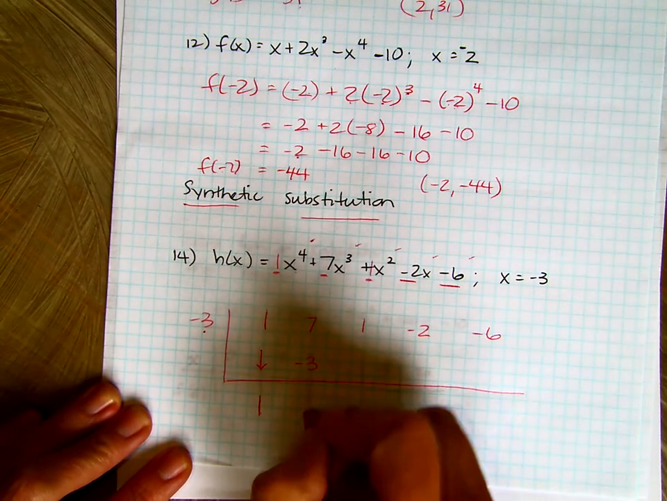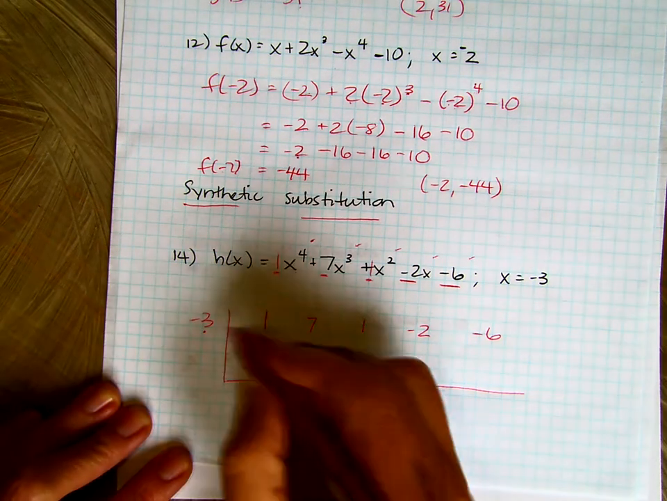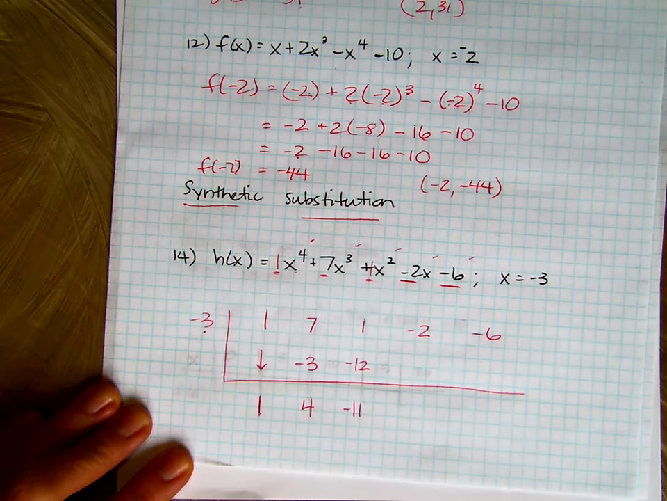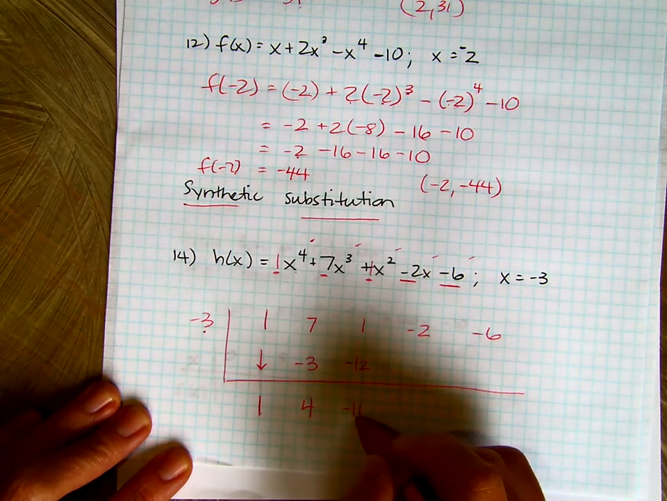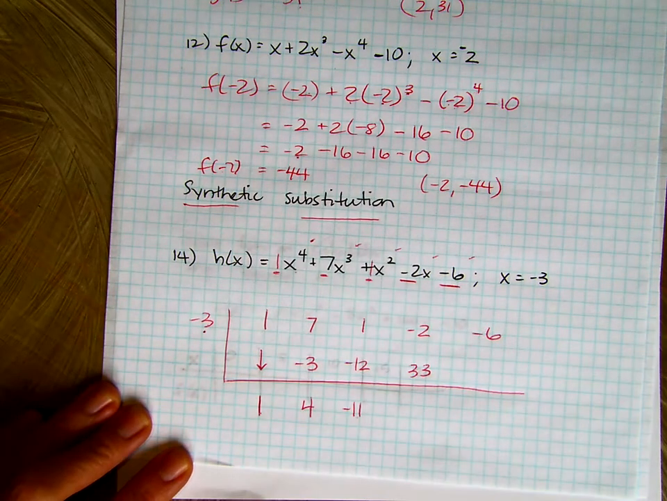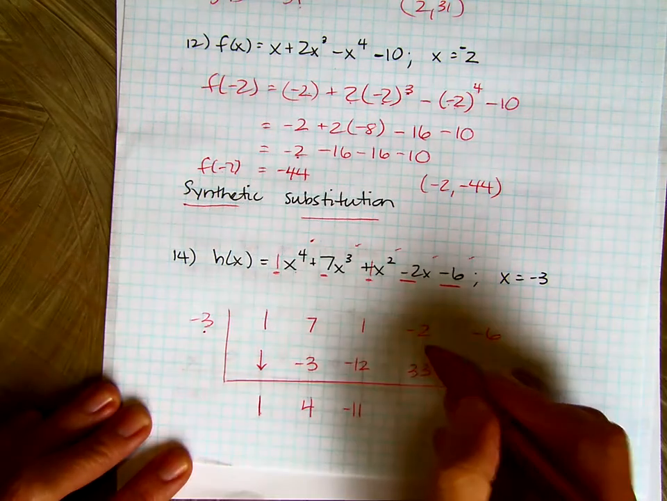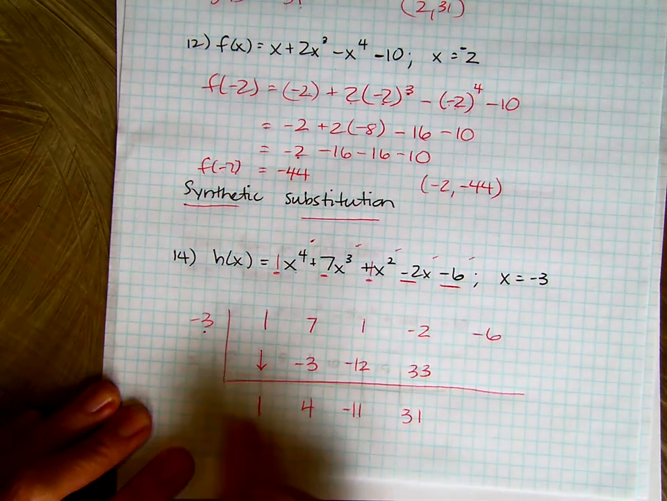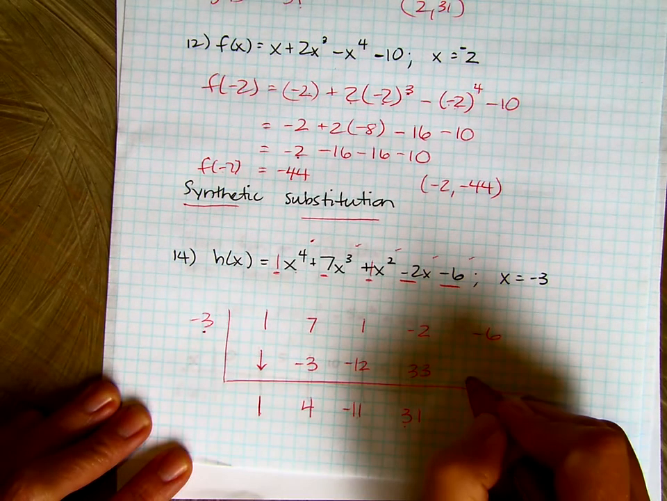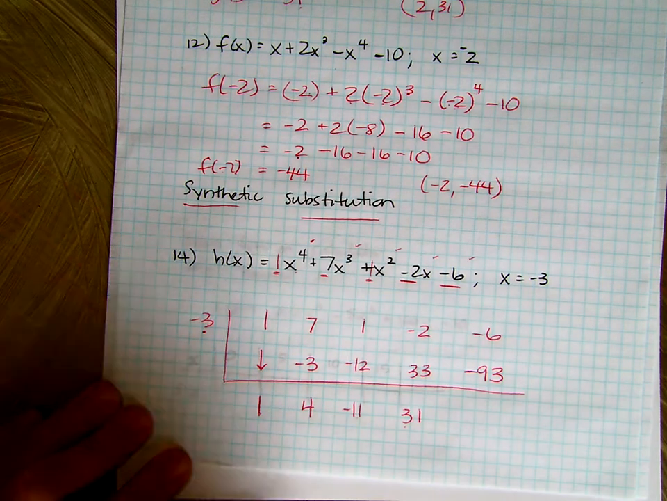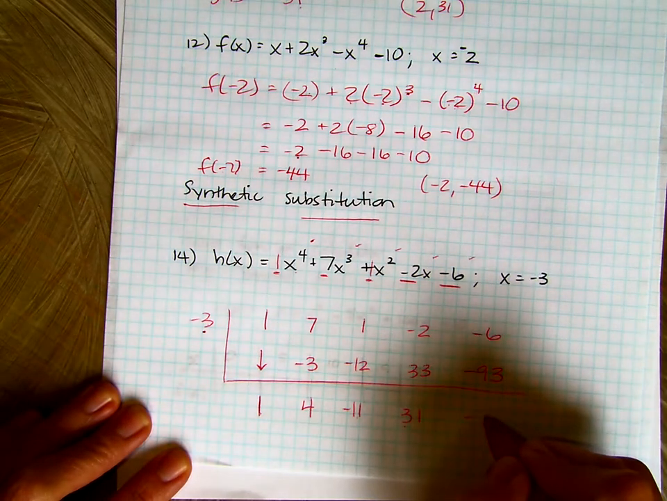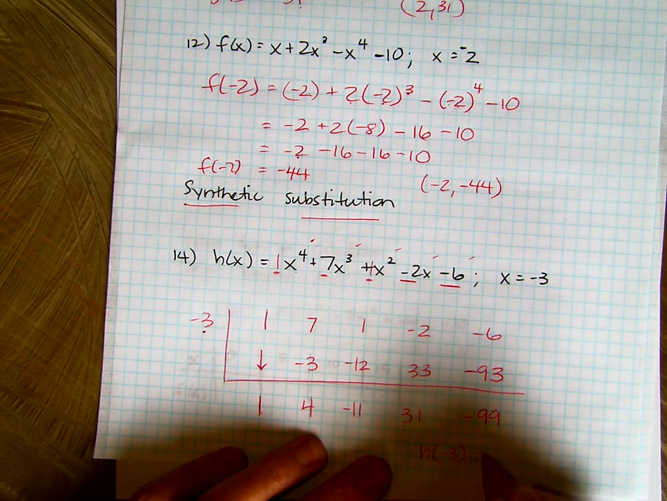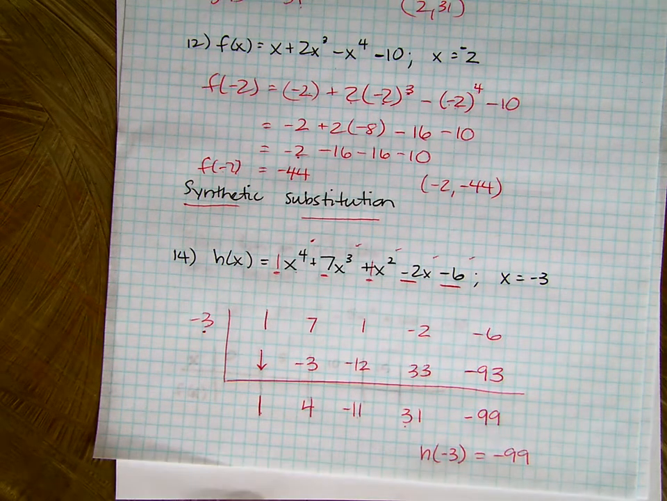And then you add 7 plus negative 3 is 4. And then I do negative 3 times 4 is negative 12. And then I add negative 11. And then negative 3 times negative 11 is a positive 33. So I add negative 2 plus 33 is 31. And then negative 3 times 31 is negative 93. And then add, and I'd get negative 99. So according to this, h of negative 3 should be negative 99.